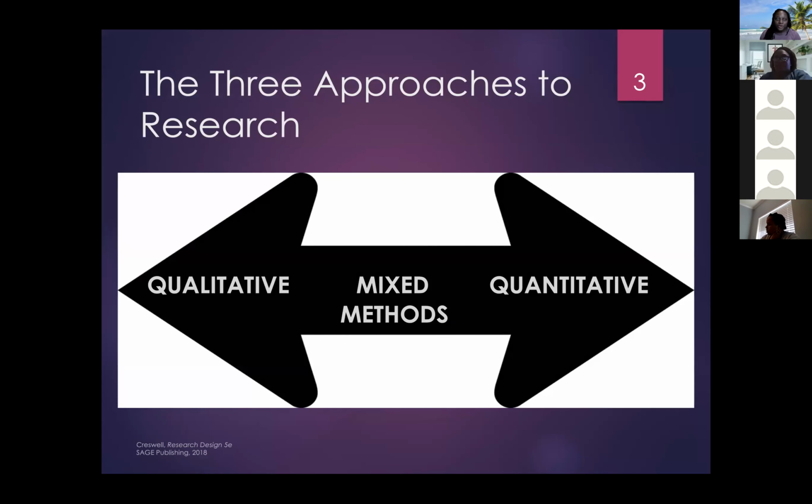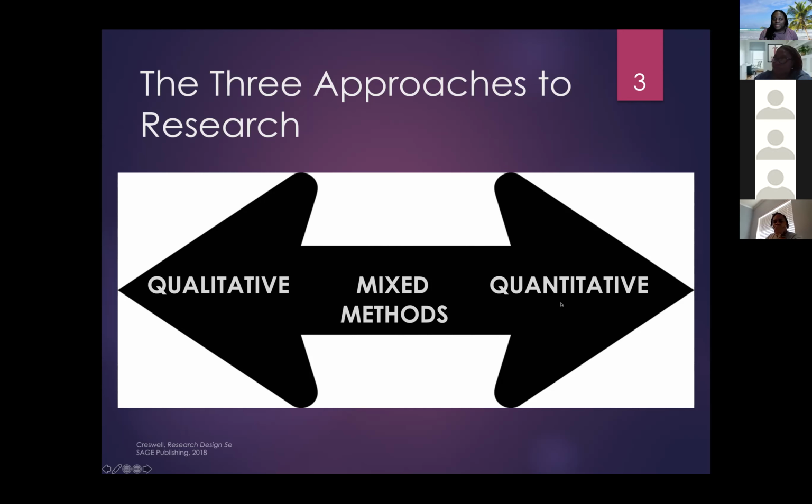Now, there are 3 approaches to research that our textbook discusses. And the key takeaway that I want you to know about these 3 approaches is there is no hard line. You don't see anything here that separates these different approaches. They occur on a continuum.